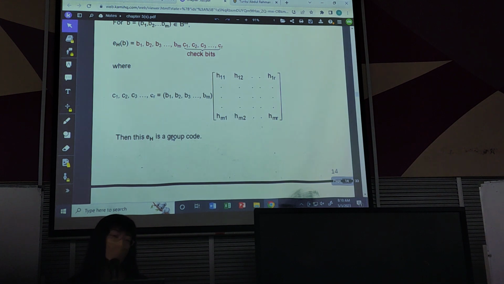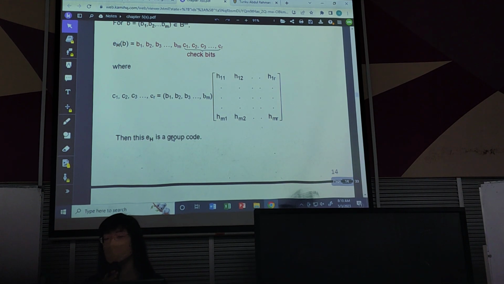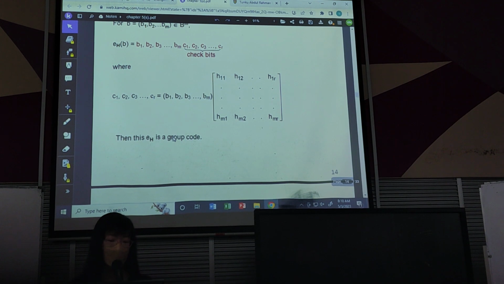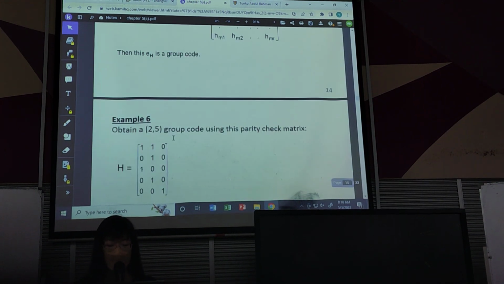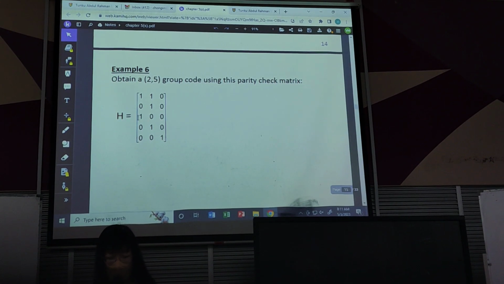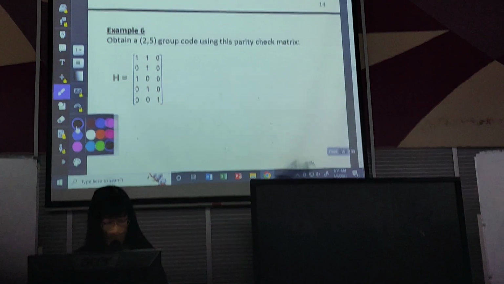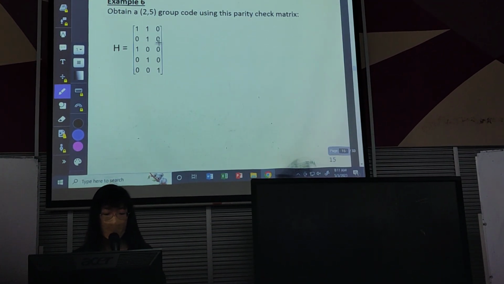Now in the previous part, we needed to determine whether the codes given is a group code or not by using a subgroup condition. So we have three conditions for subgroup, right? That is to determine whether it is a group code or not. But if, let's say, they ask you to find the group code by ourselves, then how do we want to do? Okay, let's say we have this matrix like this. Now we want to determine what is the group code for this parity check matrix.